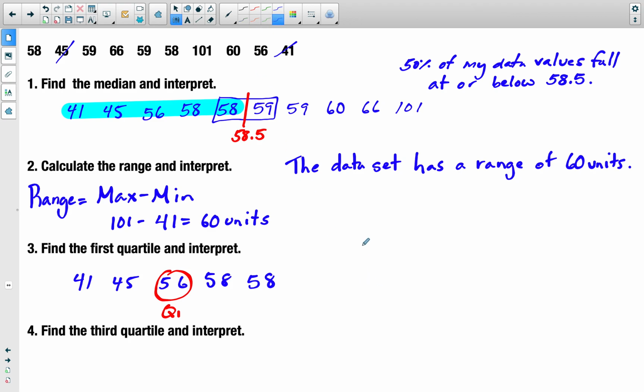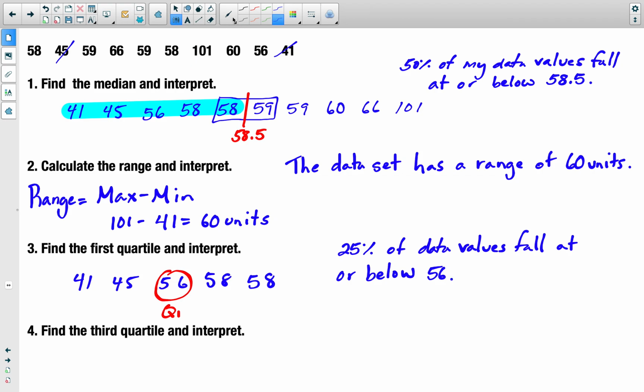So now I'm ready to interpret that. And remember, Q1 is 25%, so 25% of my data values fall at or below 56.